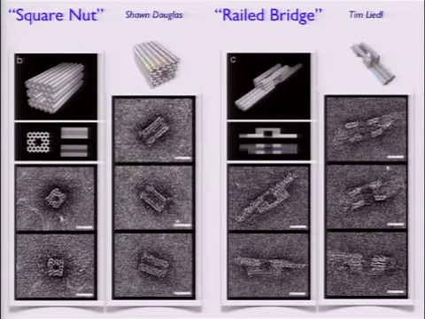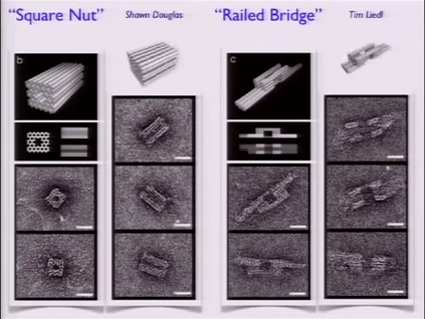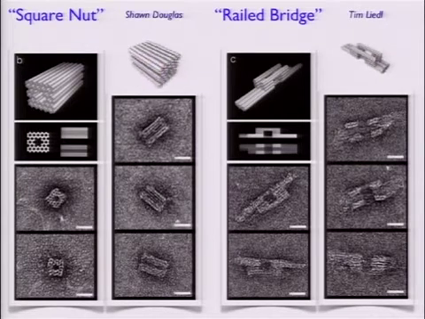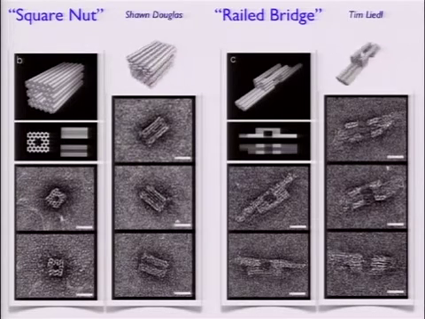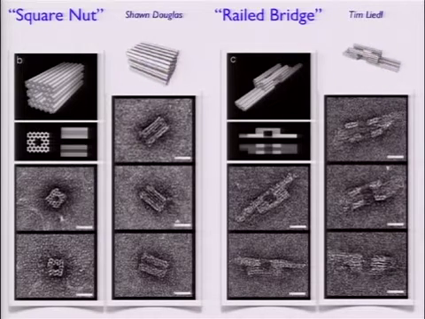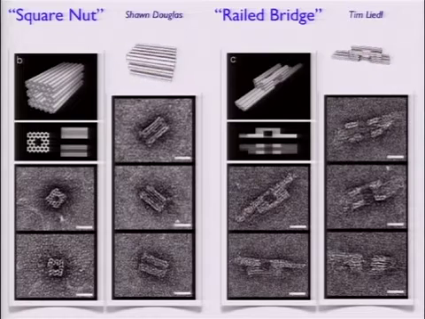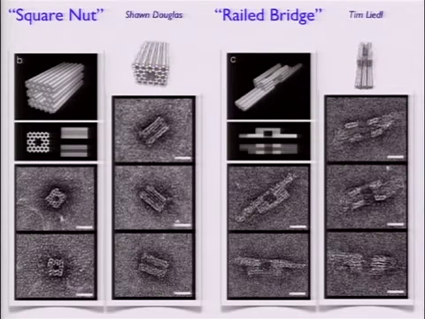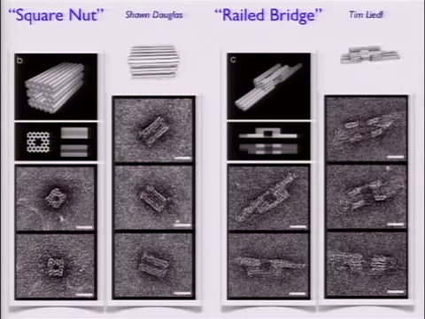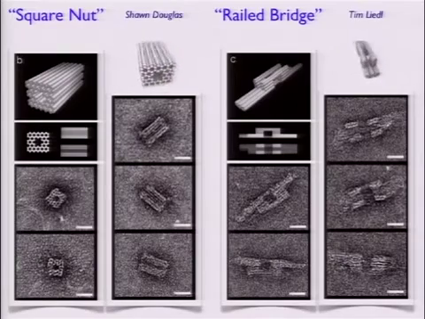This structure on the right, built by Tim Liedl in the lab, we call the railed bridge. Again, every cylinder is a double helix. Scale bar is 20 nanometers. And I'd like to point out here that along the helical axis, we have a different arrangement of double helices. So hopefully you can take this example and imagine how one could generalize to almost any three-dimensional structure using this method.